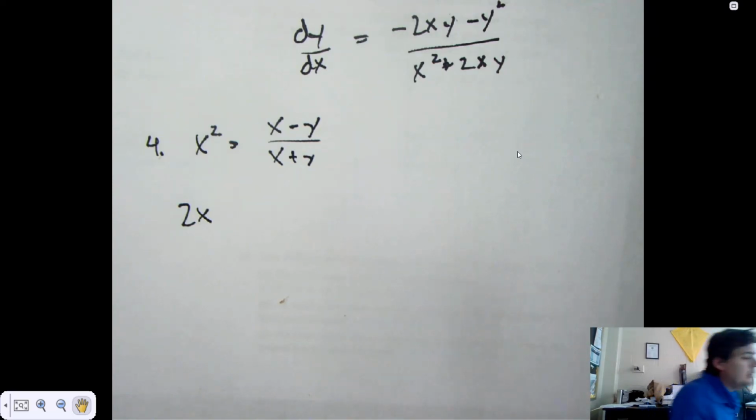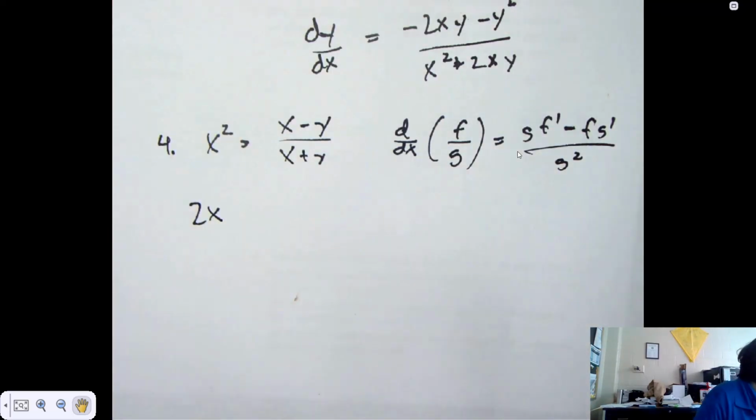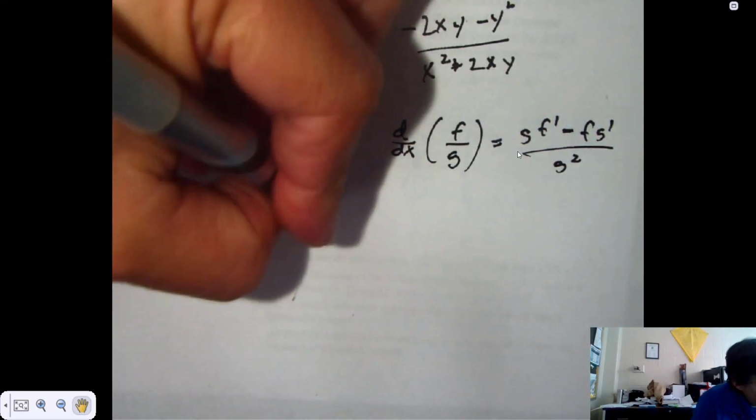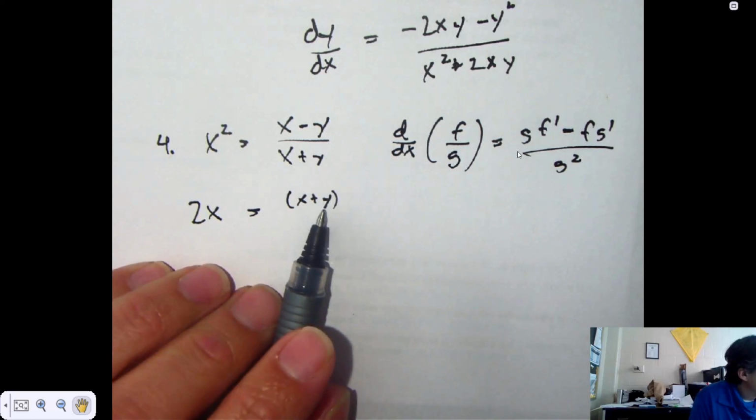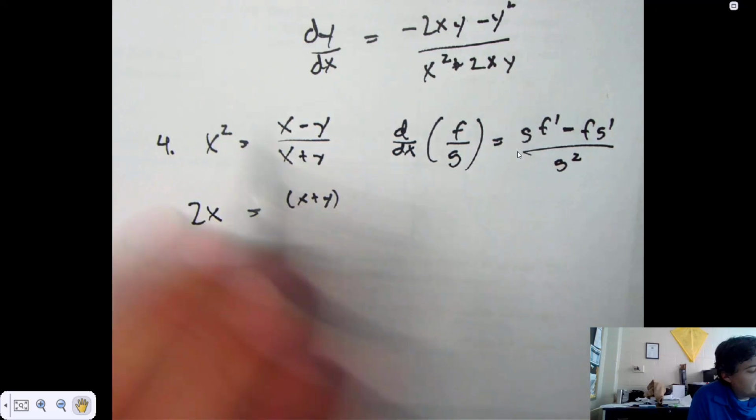Now, to do this piece, we're going to do the quotient rule. So you're finding the derivative with respect to x of some function f over some function g. And that is g f prime minus f g prime over g squared. That's the quotient rule. That's the rule I'm going to follow when I do the right-hand side. So I'm going to say x plus y. I'm not taking its derivative. So do I have to say dy/dx?